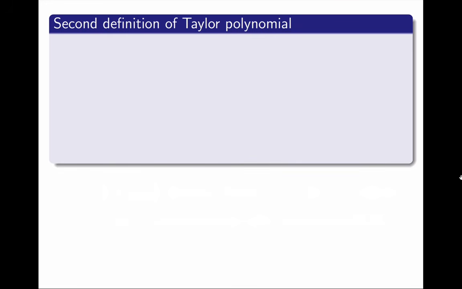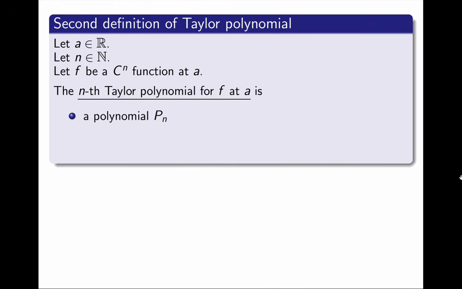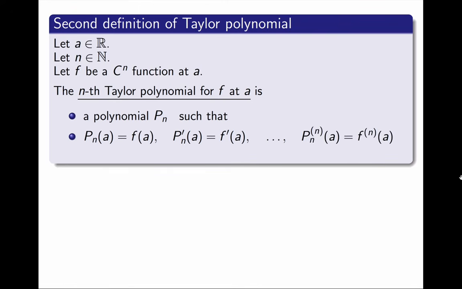Here we go. Let a be a real number, n a natural number, and f a C^n function at a. The nth Taylor polynomial for f at a is a polynomial, which I will call p sub n, such that the polynomial and the function have the same value at a, and so do their first derivative, their second derivatives, and so on, all the way to the nth derivatives. And in addition, the polynomial has degree at most n.